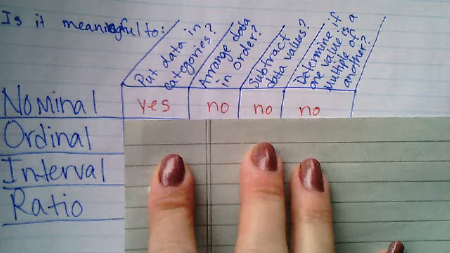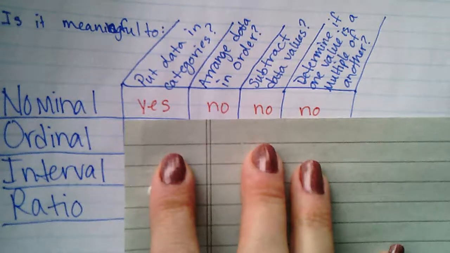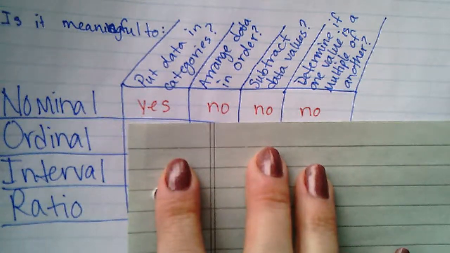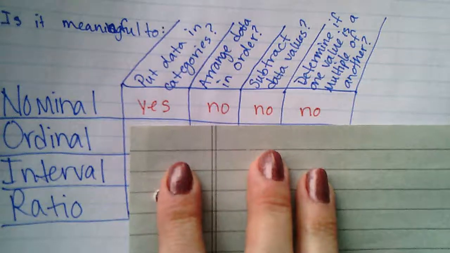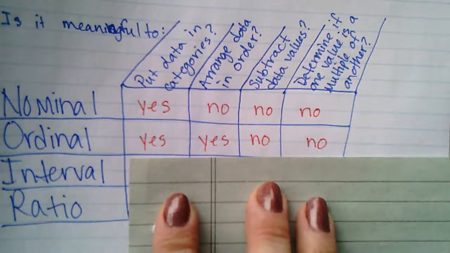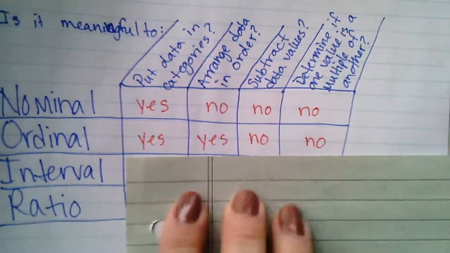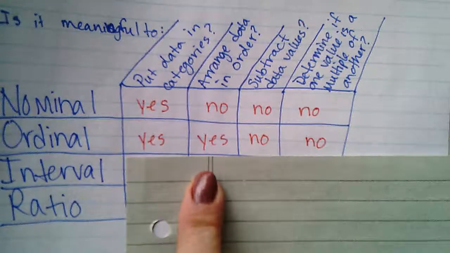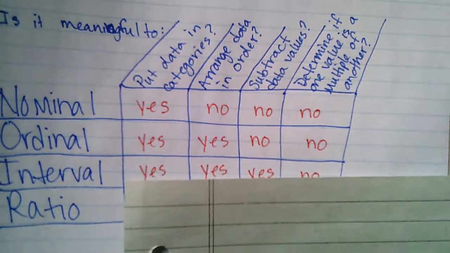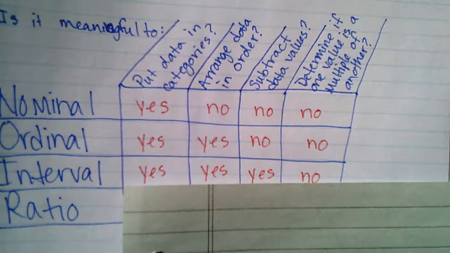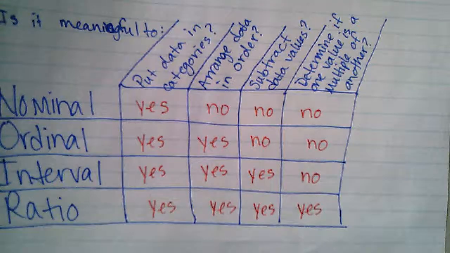At the ordinal level, it's meaningful to put the data in categories and to put the data in order, but we should not subtract the data values or determine if one is twice as much as the other. The interval level, we can put the data in categories, we can arrange it in order, and we can subtract the data values, but we should not determine if one is a multiple of the other. And then the ratio level is a yes to all four of those questions. So you could use this chart to help you decide what type of data you are dealing with.